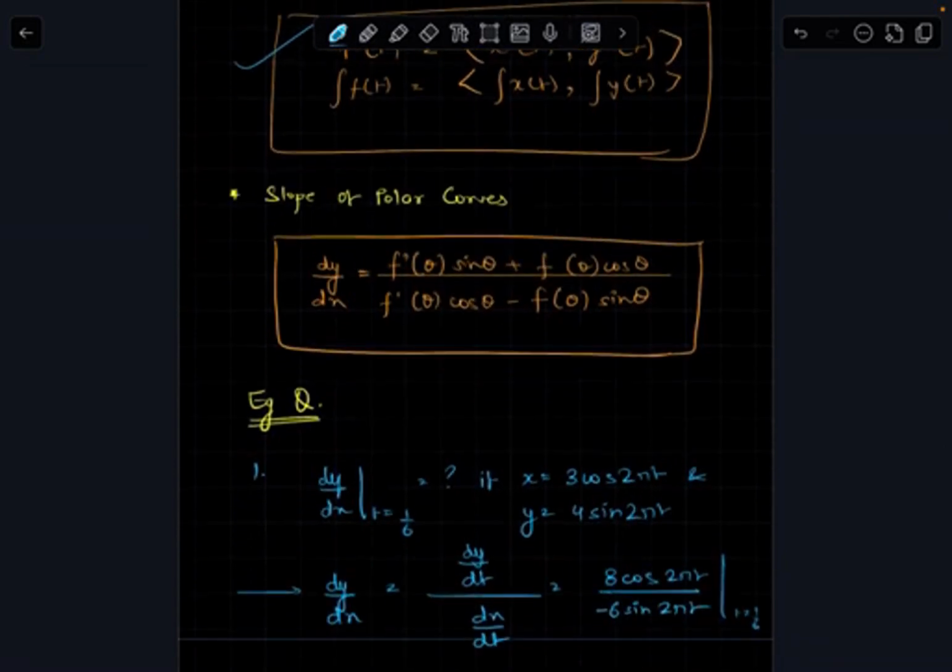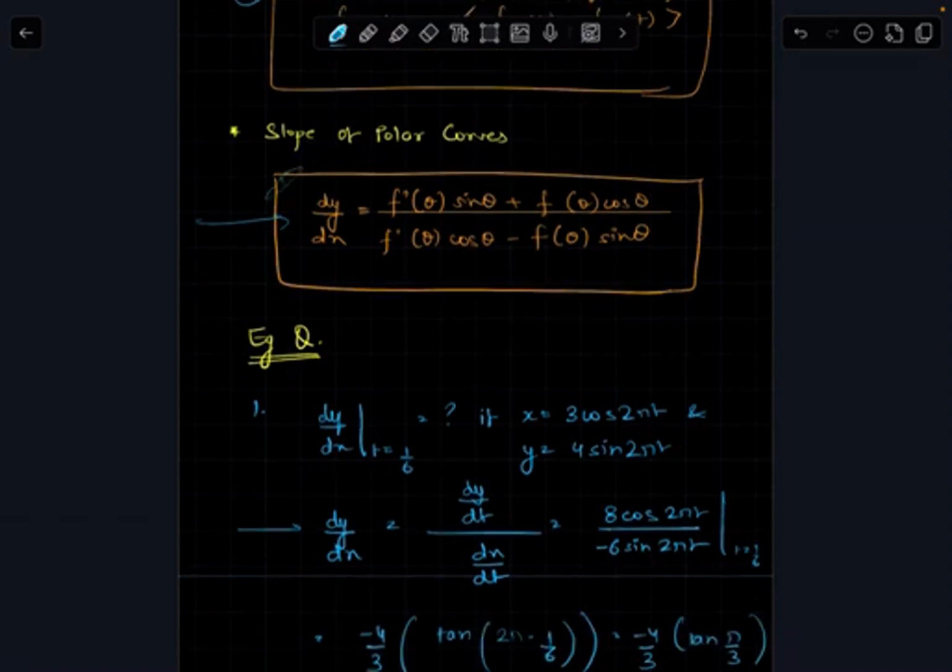Now it's the slope of polar curves. Here, we're going to start talking about polar curves, and we're going to follow it up with some examples. And basically, you need to memorize this whole formula. There's nothing to it. There's no derivation or anything. You need to memorize this. So that's the slope for any polar curve.